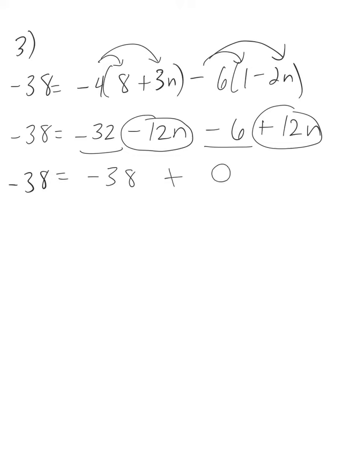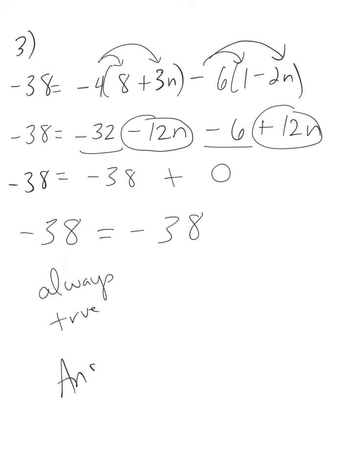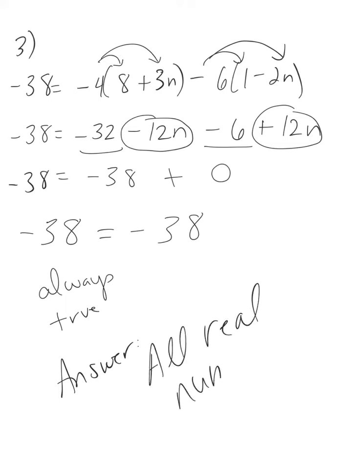Wait a minute. I have a question. Hold on. Negative 38 equals negative 38. Well, that's always going to be true. Negative 38 is always going to equal itself. That's always true. So your answer is all real numbers because your variable went away.